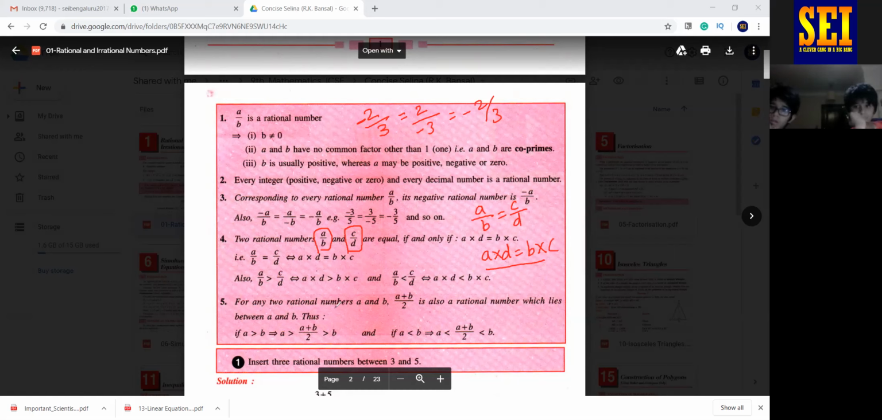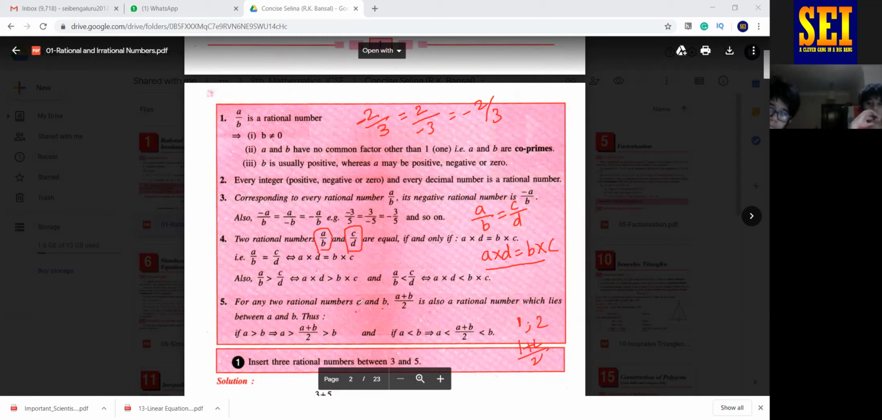If any two rational numbers a and b, a is one rational number, b is another rational number, what will happen? That average, a plus b by 2, is also a rational number which lies between a and b. I'll tell you another example. For example, 1 comma 2, two numbers you can take. What is the center of that? 1 plus 2 by 2, which is the center, right?